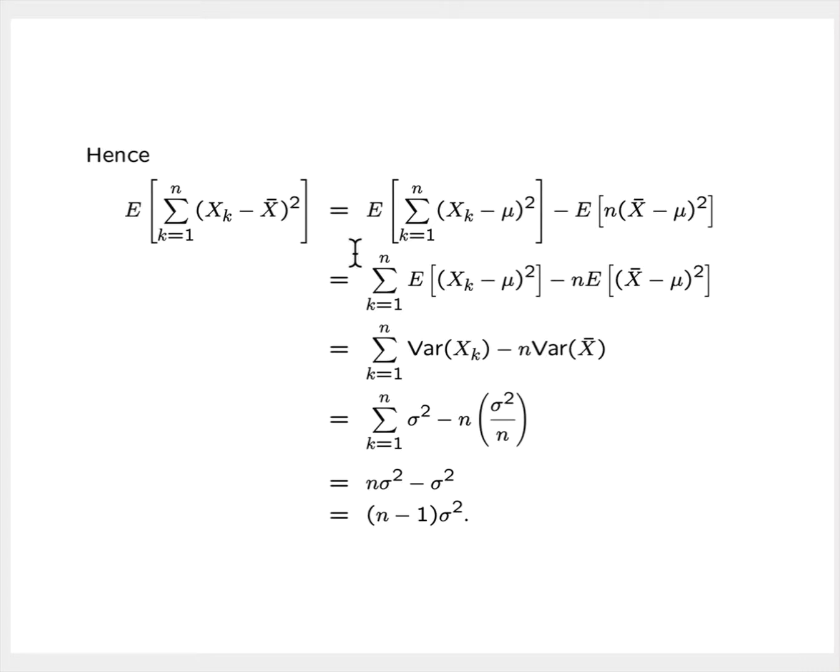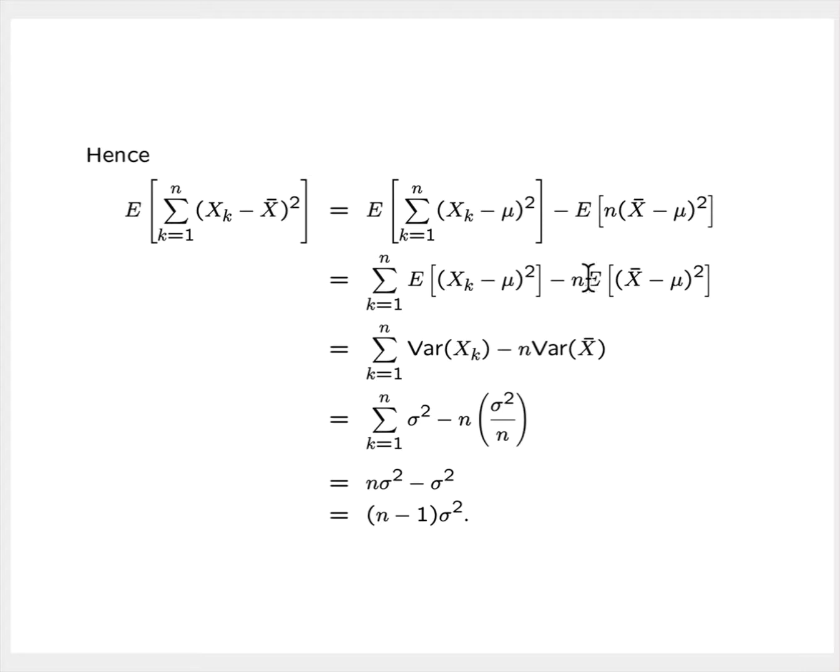Now, because of the linearity property of the expectation operator, I can rewrite the expected value of the sum of these squared deviations as the sum of the expected values. And I can pull the n outside of the expectation operator in this second expectation. Now, if we look at each term in the sum, we have x sub k minus mu quantity squared, and we're taking the expected value of that. You'll recognize that as being the variance of x sub k.